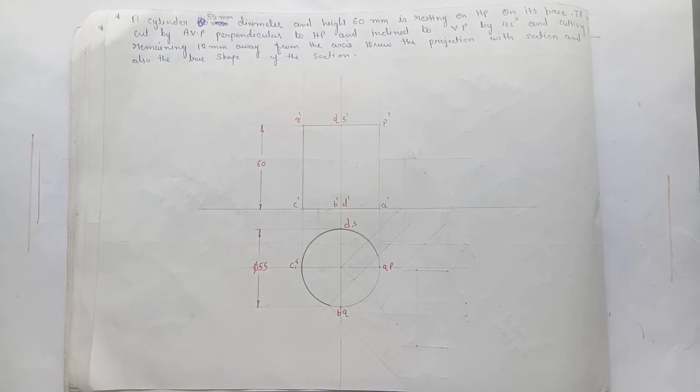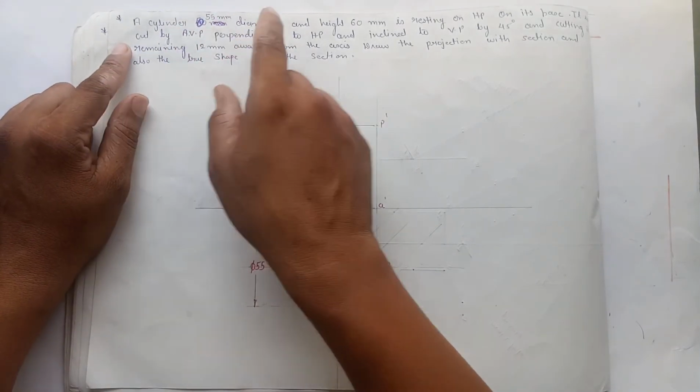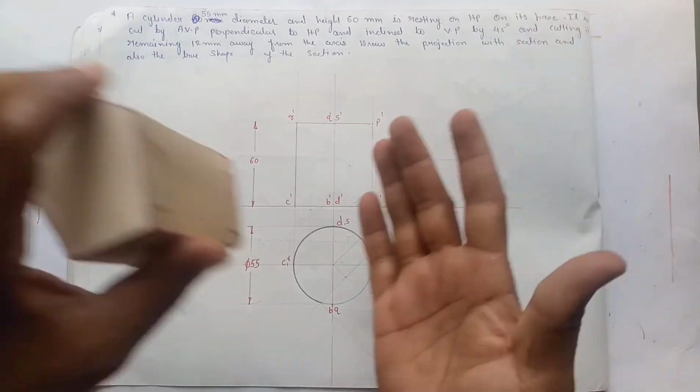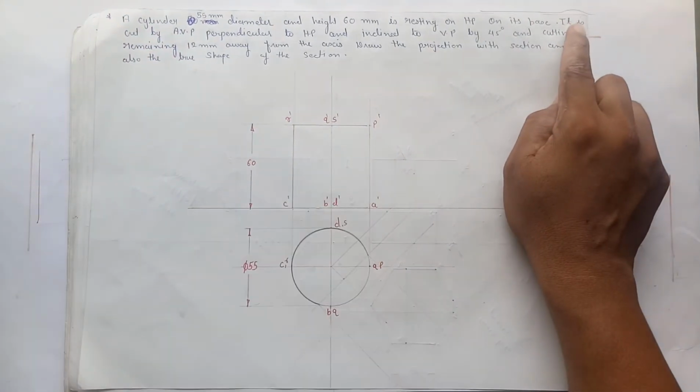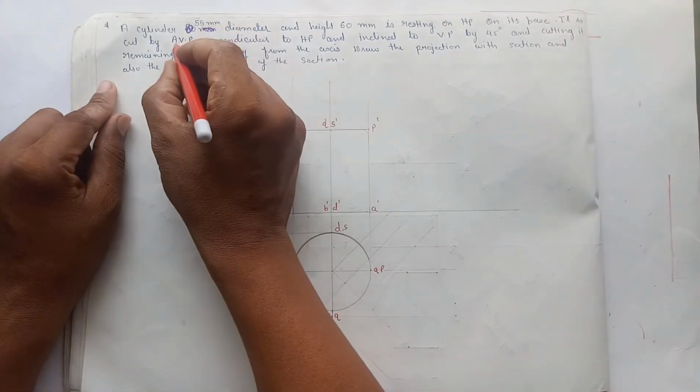Okay, now let us do another example. A cylinder 50 mm diameter and height 60 mm is resting on HP on its base. So again the base is on HP. It is cut by AVP. Here it is directly given that it is cut by AVP.